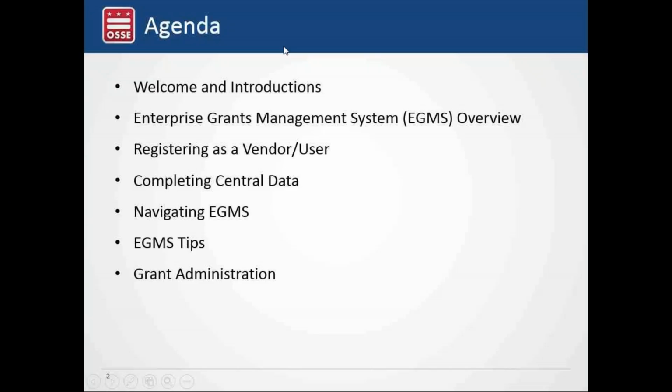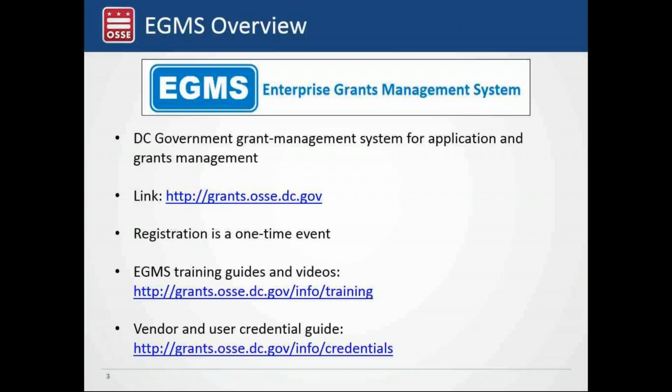Okay. All right, so this is our agenda for today. We're going to start with an overview of the system and then get into registering as a vendor or user, which, as I mentioned, that's something that you can do today. Completing central data, which is also something you should be able to do soon. I don't think central data is quite ready yet. Then we'll talk about navigating the system, some overall tips, and what it looks like to have a grant with OSSI, which some people in the room can already speak to.